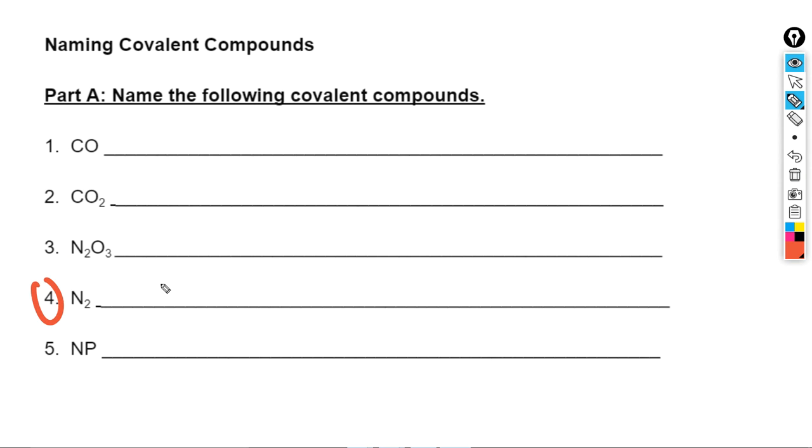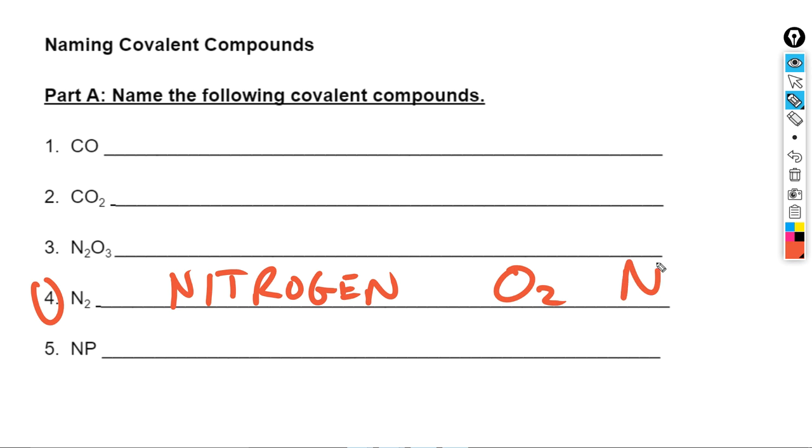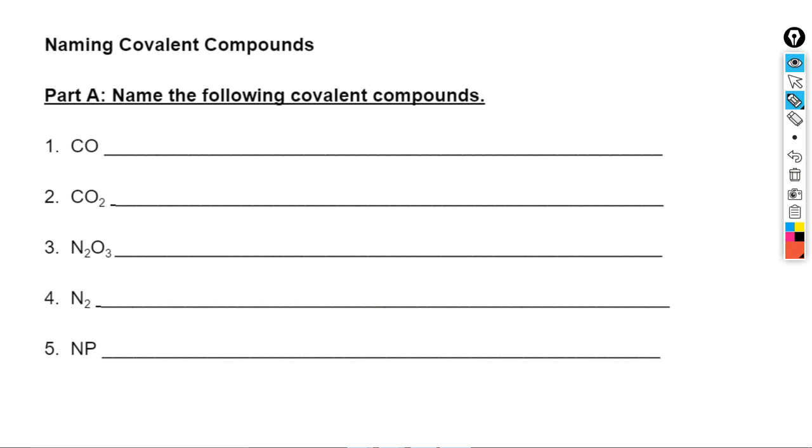Number 4 is just nitrogen. Not dinitrogen, it's just nitrogen. So we just have the element nitrogen. There's 2 of them, but we just have the element nitrogen. If it was O2, it would just be oxygen. If we did N2, it would be nitrogen. If it was F2 or Cl2, it would be fluorine and chlorine. We don't do the di if it's just one element.